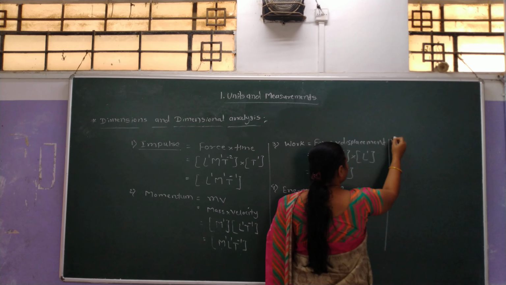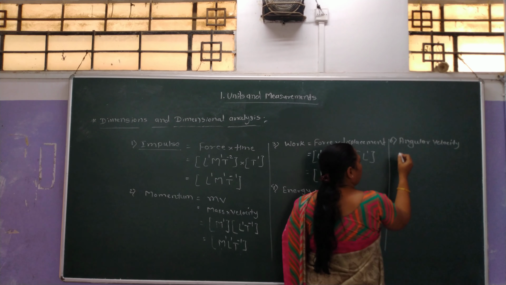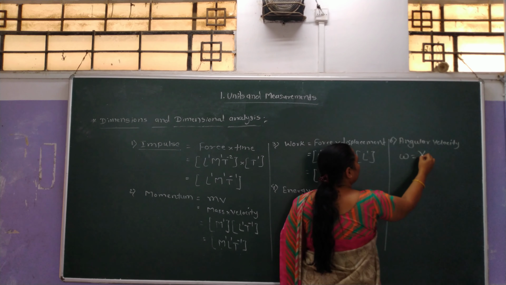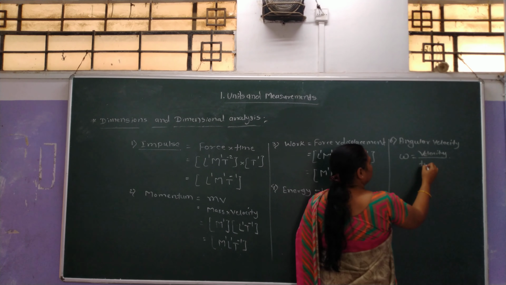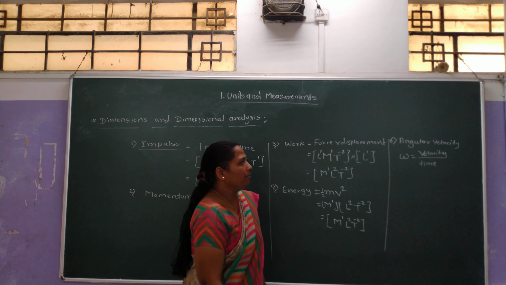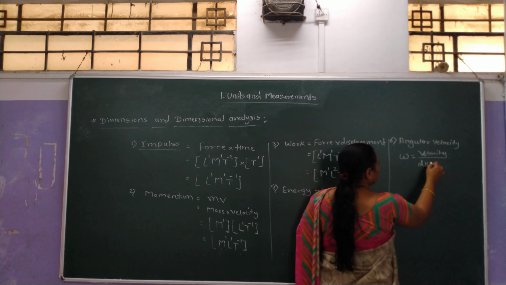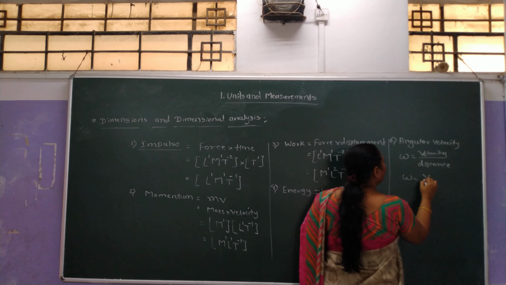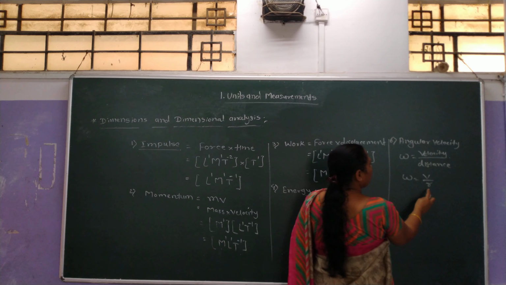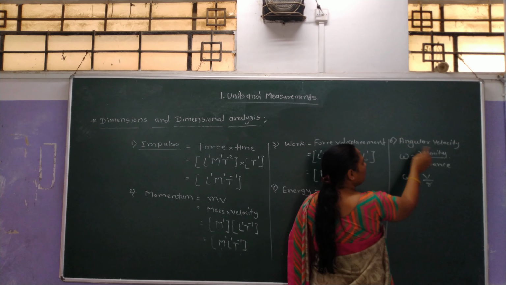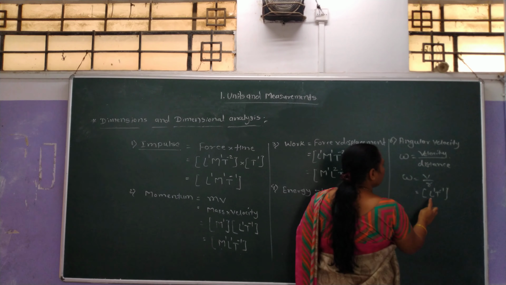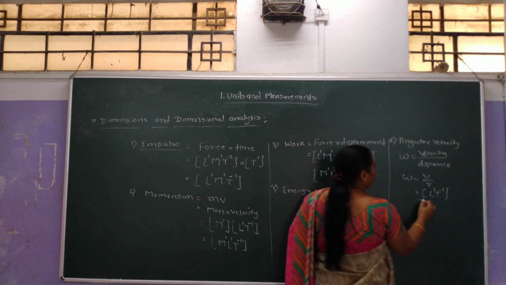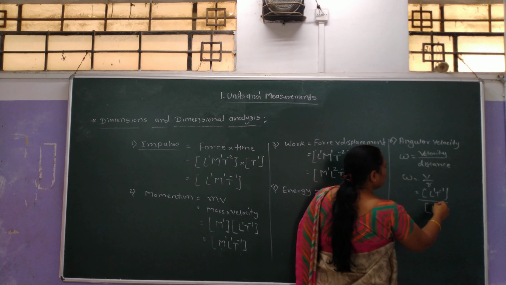Next physical quantity, angular velocity. Angular velocity is denoted by omega. Omega is equal to velocity upon distance, sorry, omega is equal to v upon r. Distance is denoted by r and v is denoted by velocity. Velocity has the dimensions L1 T minus 1, and we divide by r, where distance is measured in meter.